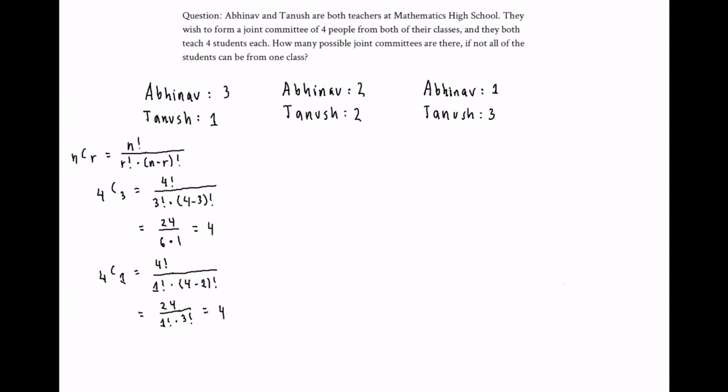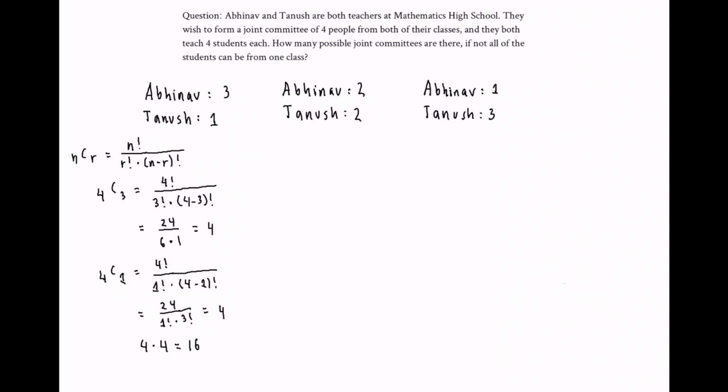Just as a side note, whenever we're taking something and another thing, we must multiply these 2 values. Since we have 3 students from Abhinav's class and 1 student from Tanush's class, we should multiply 4 and 4 in order to get a total number of cases. In this case, it becomes 4 times 4 is equal to 16. Let us move on to the next case.